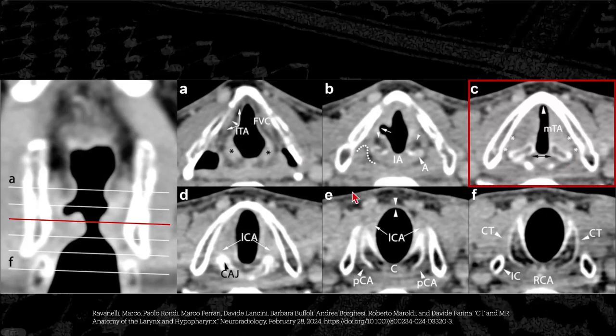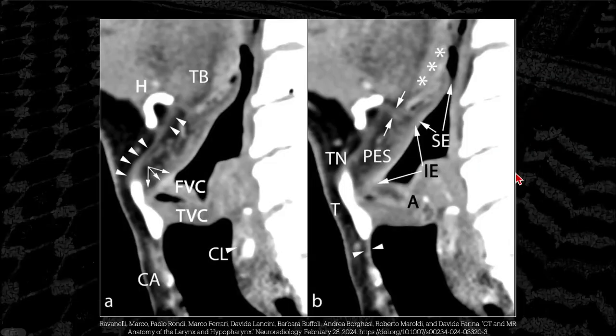These are different axial images from the supraglottic larynx all the way to the lower or subglottic larynx, and this is at the level of the true vocal cords. Again, sagittal imaging: the epiglottis, pre-epiglottic space, true vocal cord, false vocal cord, the laryngeal ventricle in between, the thyroid cartilage. This is the cricoid cartilage, and this is the hyoid bone.